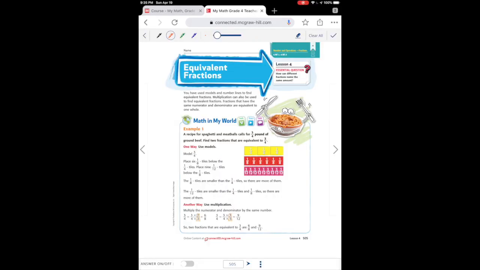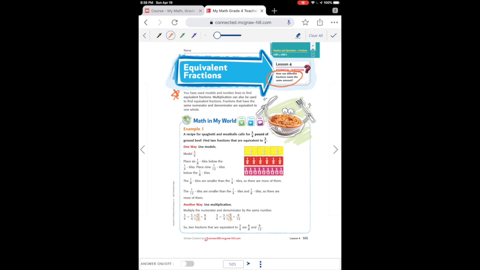All right, we are jumping into lesson 4. We're going to read the essential question right here. How can different fractions name the same amount? If you just watched the video right before this, then you got an introduction to equivalent fractions. What we are going to do now is apply it and practice it so we get really good at creating equivalent fractions and identifying them. Read right here with me. You have used models and number lines to find equivalent fractions. Multiplication can also be used to find equivalent fractions. Fractions that have the same numerator and denominator are equivalent to one whole.